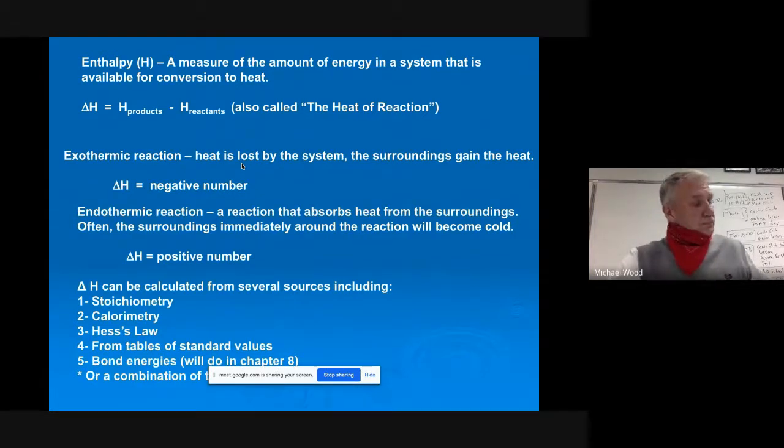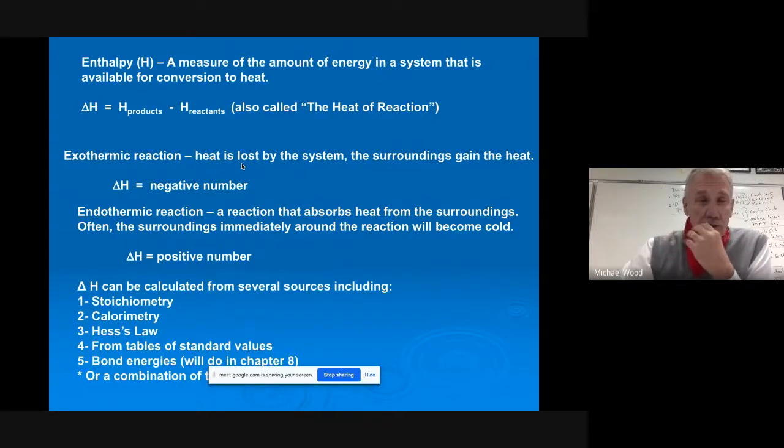And so here, enthalpy, and this is actually on the formula sheet again, and we're going to come back to this later in the chapter. If you look on the back, on the lower left-hand side, it says right there at the top that the delta H is equal to the H of the products minus the H of the reactants. We've already talked about an exothermic reaction, where heat is lost by the system, the surroundings gain heat, so the temperature goes up, the delta H is negative. An endothermic reaction absorbs heat from the surroundings, so the temperature goes down. Often the surroundings immediately around the reaction will become cold, and the delta H will be positive.